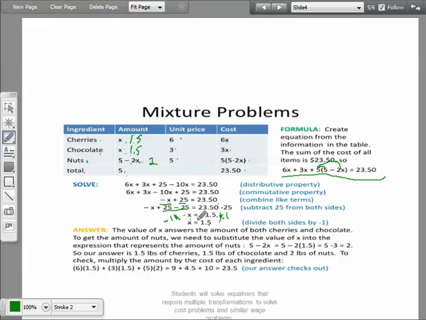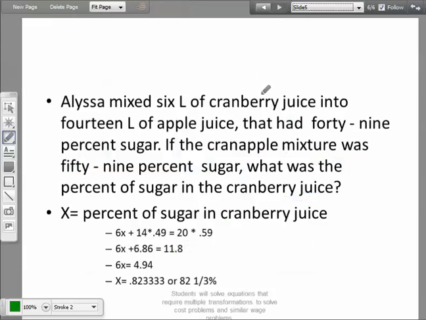Mixing that all together, we would get 5 pounds here. Okay? Multiplying it over here, we're going to get $23.50. And so our answer is we would need 1.5 pounds of cherries, 1.5 pounds of chocolate, and 2 pounds of nuts. Right there. Cool? Cool. Okay. That's the way these problems are put together. They could be as difficult as that one there, or as simple as this one.